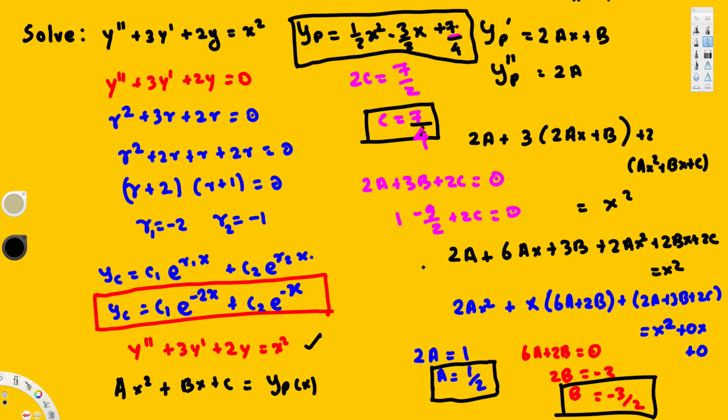Now to find the general solution of this non-homogeneous differential equation, what we have to do is add the general solution of the homogeneous differential equation we found before, that is this one, and then add the particular solution of the non-homogeneous differential equation, that is this one. If we add both of them together, that's going to give us the general solution of the non-homogeneous differential equation. Now in order to do that, we need some space. I'm going to erase this one.